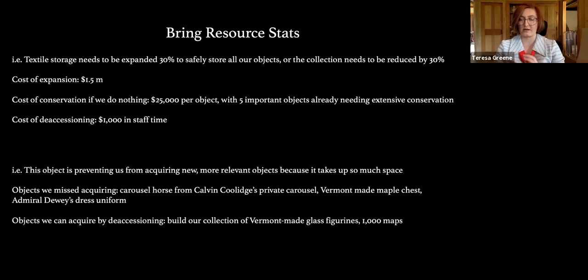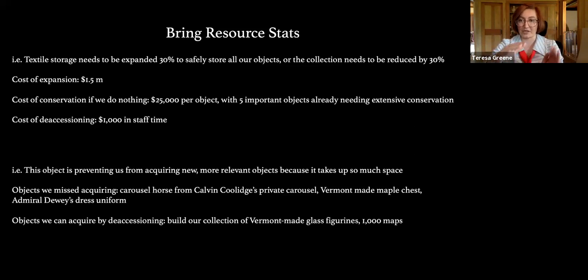Another one is to speak to them outside of a museum mindset. A lot of times the people on the board that I've had the most trouble with are people with accounting or business backgrounds, who don't really see the behind the scenes of museums. So speaking to them in numbers and stats has been helpful. So I did 2 examples. The top one is that textile storage needs to be expanded by 30% to safely store all our objects, or the collections need to be reduced by 30%.